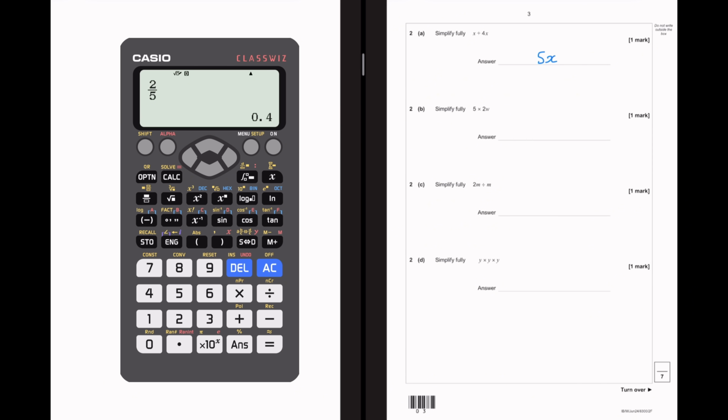Part B says simplify fully, 5 times 2w. So we're going to deal with the numbers first. 5 times 2 gives us 10. And then we're going to stick the algebra on at the end to give us 10w.